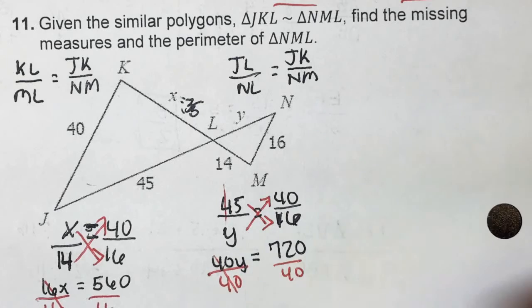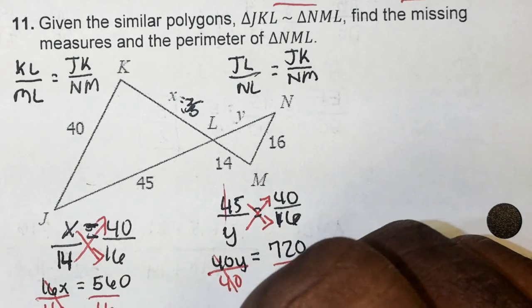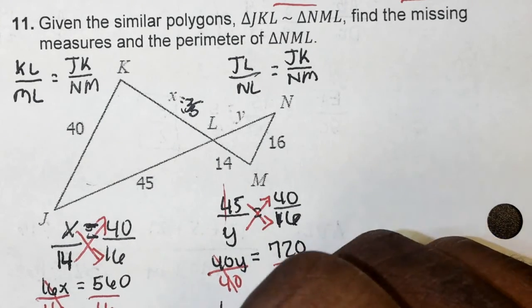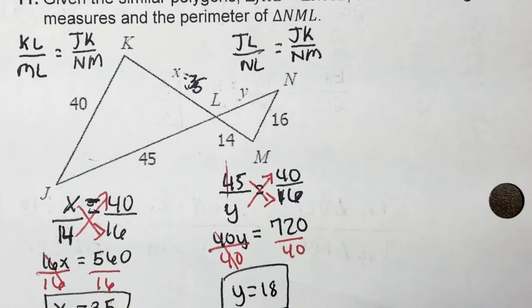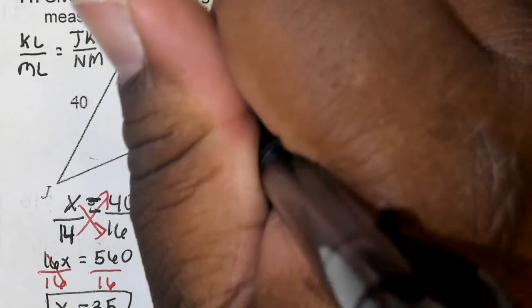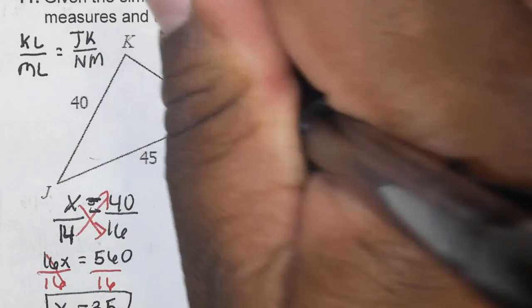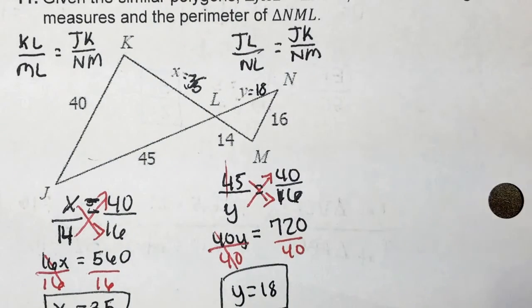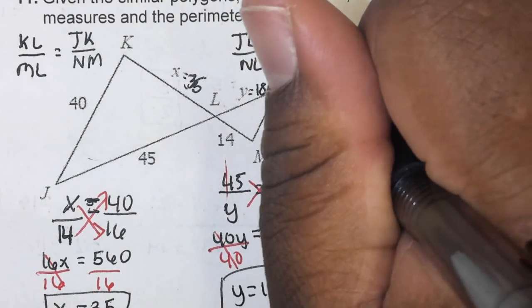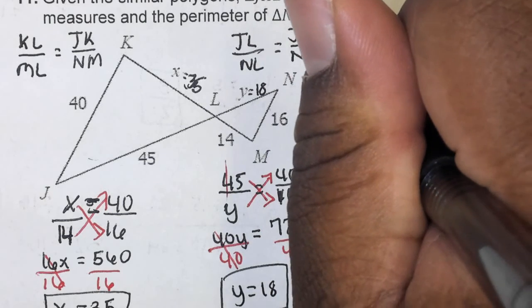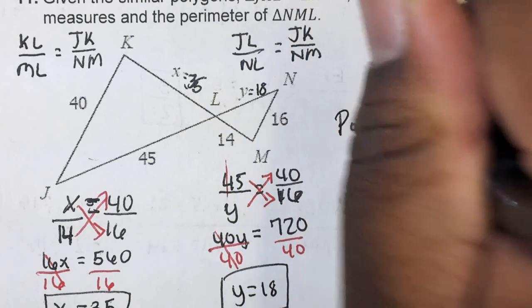Divide by 40 cancels. Y equals 18. So now we know the value of Y too. Y equals 18, like she said. I can write that up here. Y equals 18. And the last thing they wanted me to do was find the perimeter of triangle NML.